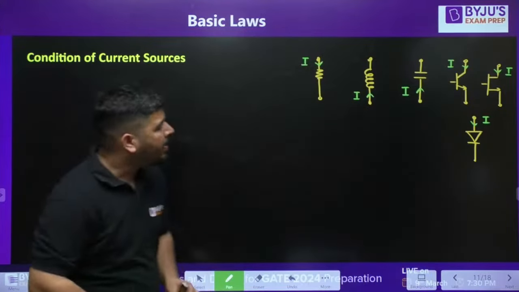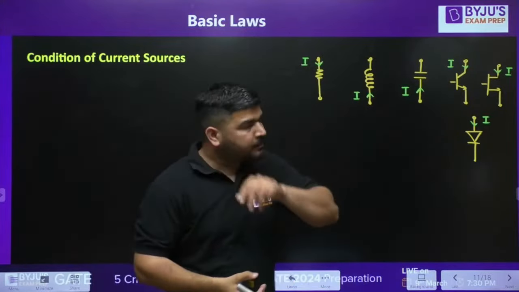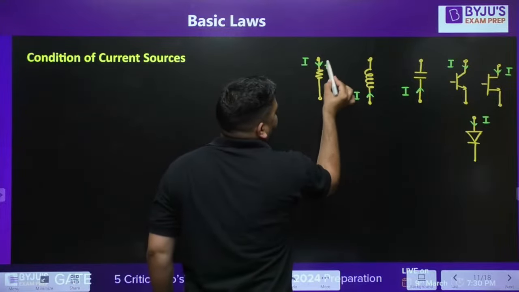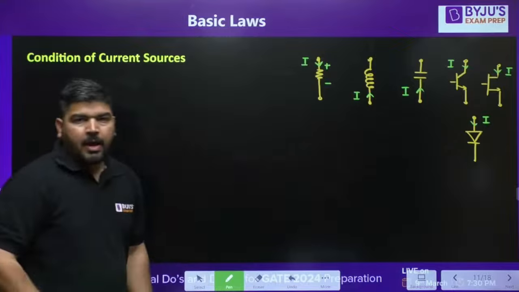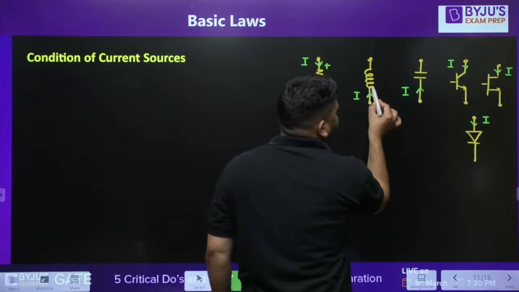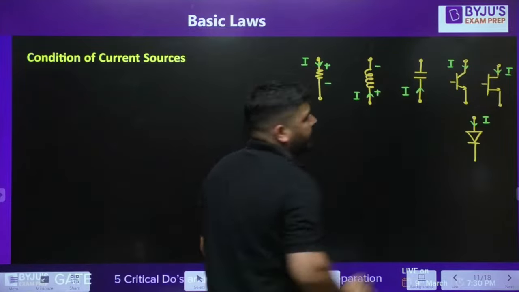Remember one point. If the current direction is shown to you, then the side on which the current is entering the element, you have to take as plus. And the other you have to take as minus. Similarly, in this inductor, if the current is entering on this side, this has to be plus, this has to be minus.